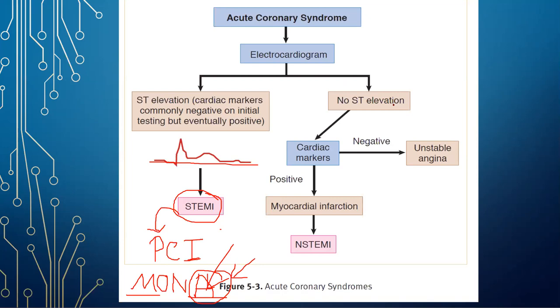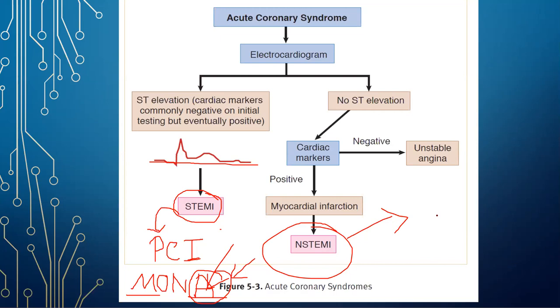Now, if there is no ST elevation, then the next thing you do is the cardiac marker. So the cardiac marker is mainly troponin. If troponin is negative, it's unstable angina. If troponin is positive, it's a non-ST elevated MI. For non-ST elevated MI, there is no indication of giving percutaneous coronary intervention. The non-ST elevated MI is not a full thickness MI. It's called subendocardial MI, a partial thickness MI.